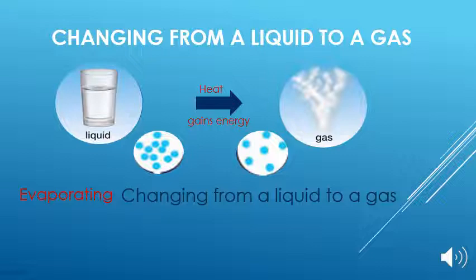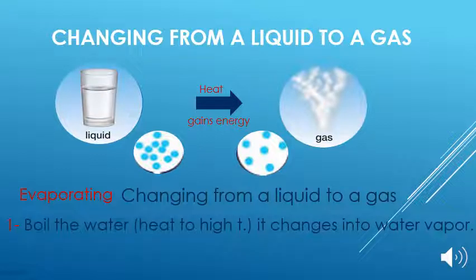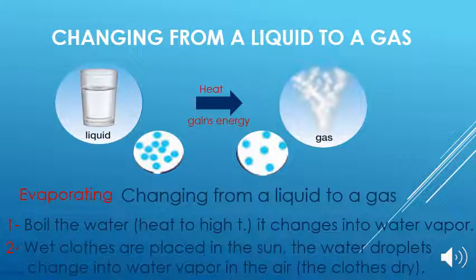We have two ways to change from liquid to a gas. First, boil the water. It means heat the water to a high temperature. Then it changes into water vapor. The other way, if you have wet clothes, put them under the sun, and the water droplets in the clothes change into water vapor in the air, so the clothes dry.